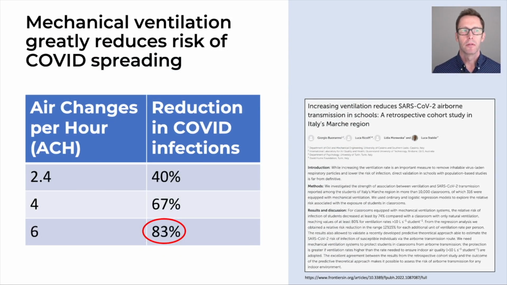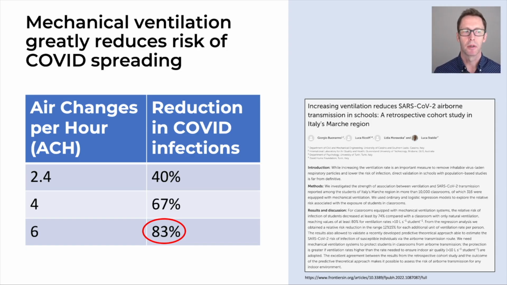We know that mechanical ventilation greatly reduces the risk of COVID spreading, and I'm going to refer here to a study that was published in 2022. It looked at the impact of different levels of mechanical ventilation on the likelihood of COVID infections in schools. What they found was that the more air changes per hour that were achieved by the mechanical ventilation system, the greater the reduction in COVID infections.